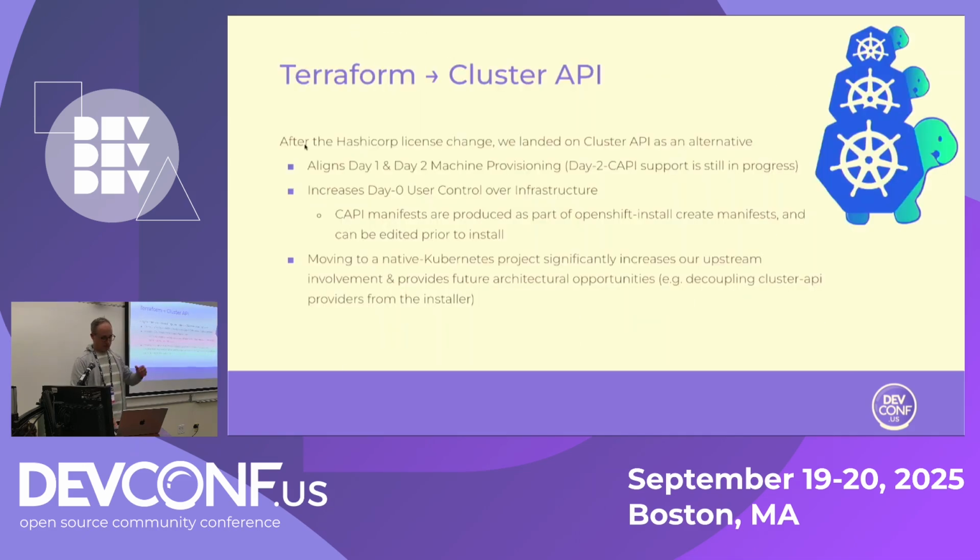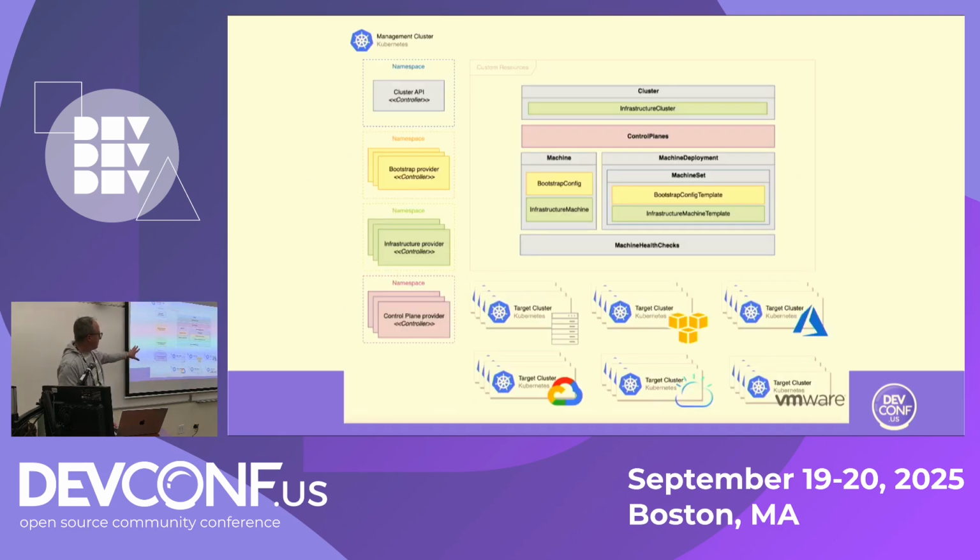Also, moving to a native Kubernetes project allowed us to shift our focus to contribute more upstream, whereas most of our work prior to that was going into Terraform configs. This is an outline of the Cluster API project. We only embrace a small set of this. Cluster API has a concept of a bootstrap provider and a control plane provider, which is Hypershift. The installer itself only makes use of this small set, the infrastructure providers.